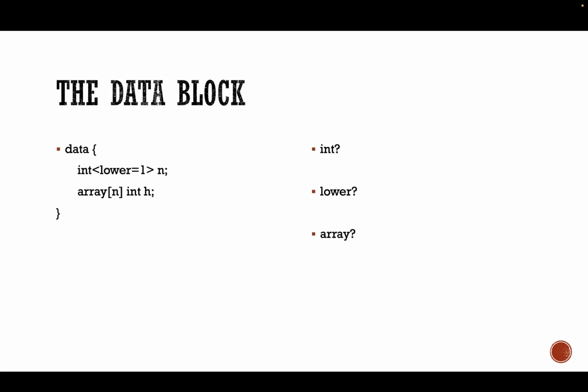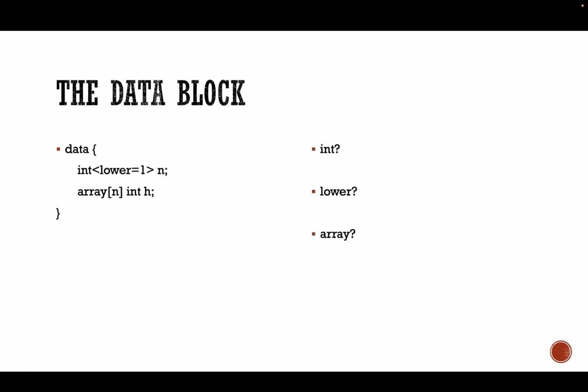Why does it have a lower boundary of 1? Yes, because there's no trial 0. If we had no trial, we had no data, so the model should throw us an error. Then we have an array of integers. What is an array? Well, it's a generic term that can cover vectors and matrices. It has length N, that is, as many rows as the trials, and it contains an integer.